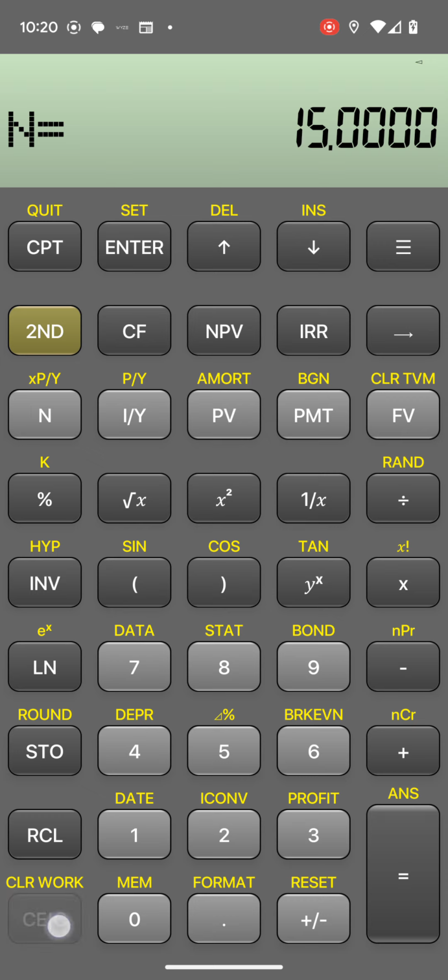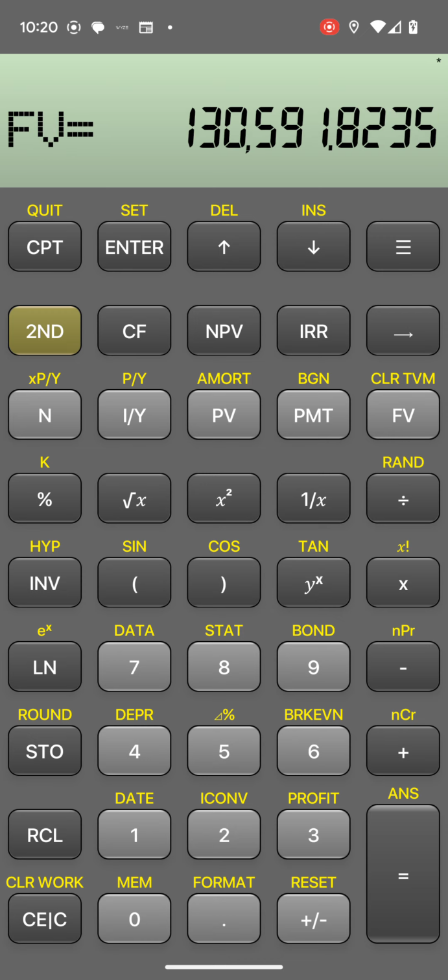We can check all our data by hitting the recall function just to make sure we input it correctly. Let's see. Number of periods, 15. Recall interest rate, 7.5%. Recall present value, none. Recall our payment, $5,000. And we're going to compute the future value, $130,591. On to the next problem. So we're going to clear out our time value of money.